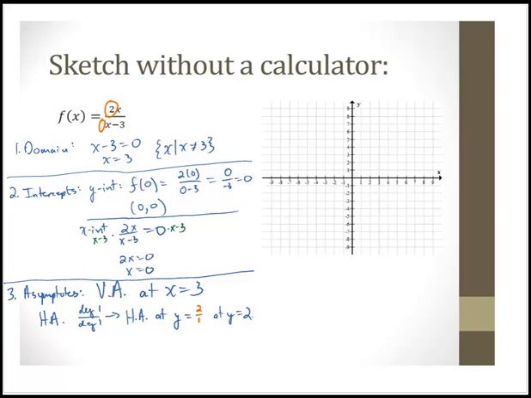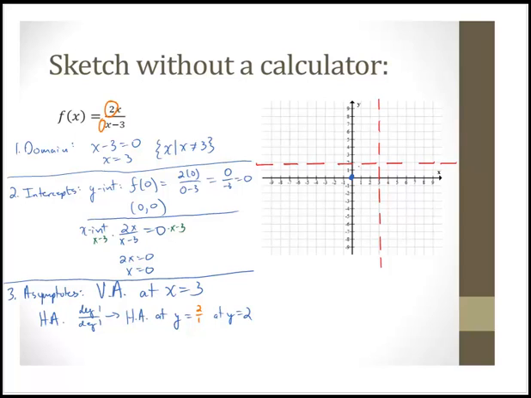Alright, so let me draw in my asymptotes. My vertical asymptote at x equals 3, and I'm going to draw these in red, the asymptotes. So at x equals 3, I have a vertical asymptote. And at y equals 2, I have a horizontal asymptote. And all I know so far is that the curve passes through the origin at 0, 0.